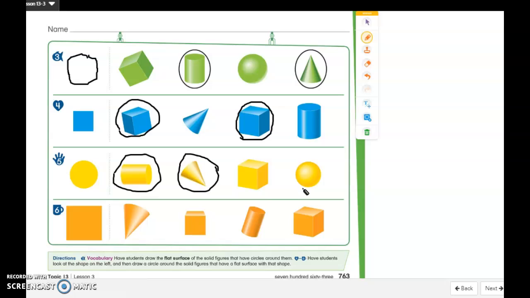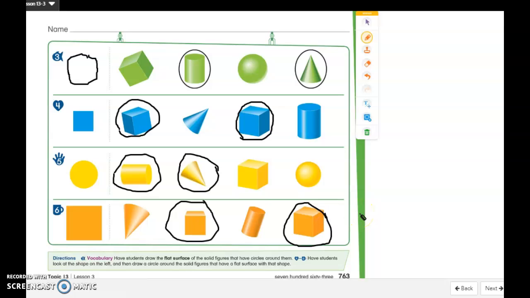So now look at the bottom row and tell me what I'm going to do down there. Which ones am I going to circle? All right, I'm going to be circling number 2, this cube, and number 4, this cube.